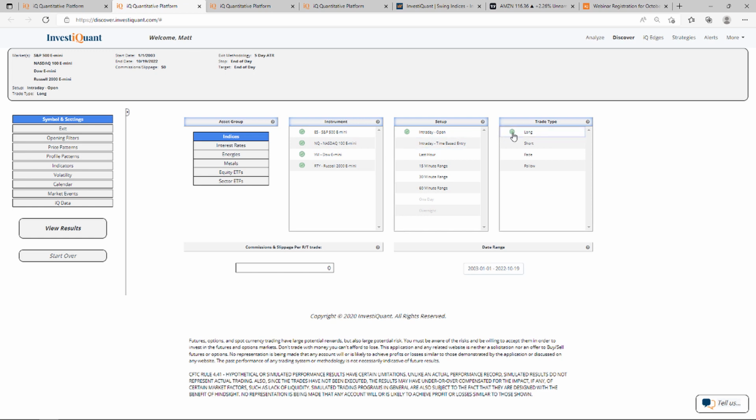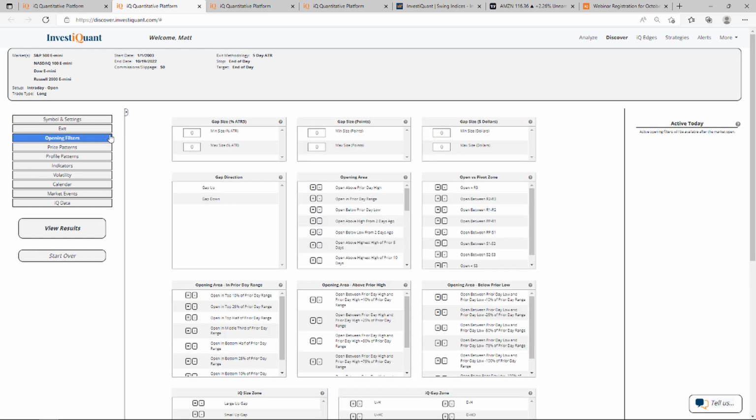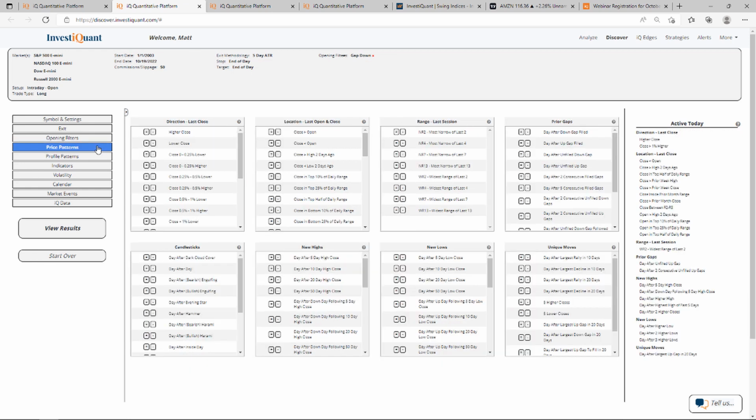The setup is based upon entering long at 9:30 a.m. Eastern Time and exiting at 4:15 p.m. Eastern Time. Currently the markets are trading lower in the overnight session, so I'm going to grab the opening filters gap down here. The next thing I'm going to do is go to the price patterns library and grab the information around yesterday's sizable up gap. That's going to be in the unique move section. If I go to the active today, it's going to be the bottom option here, day after largest up gap in 20 days.